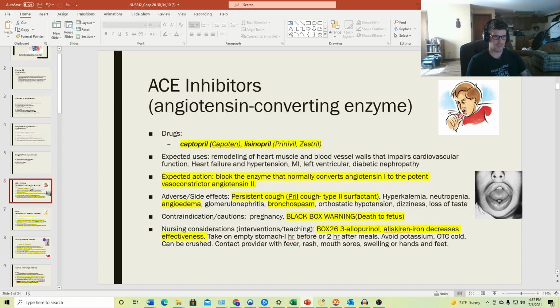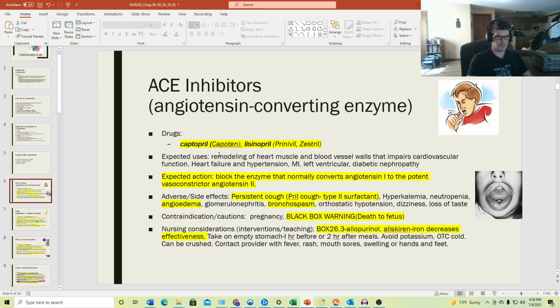All right, so we'll start with ACE, captopril and lisinopril. So the prils, those are really easy to remember. The reason is you got this little guy up here in the corner coughing. That's called the pril cough. So PRIL, pril cough, and both those, captopril and lisinopril, end in pril. They're ACE inhibitors. Okay, so obviously these are antihypertensives.